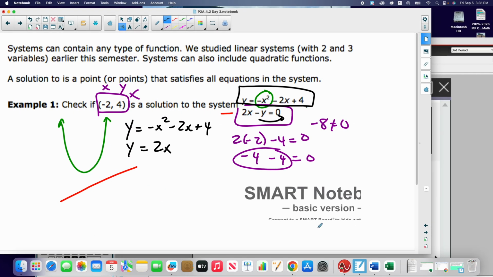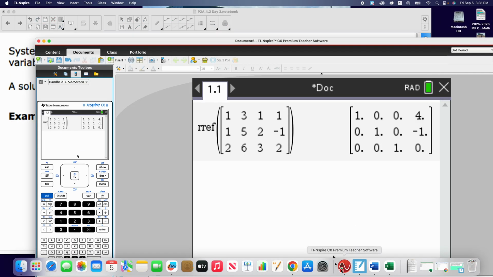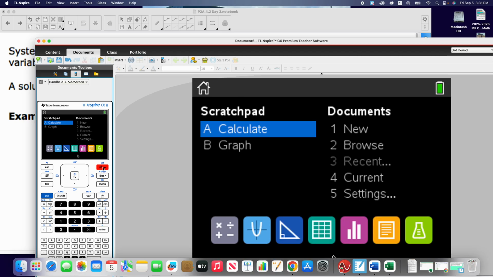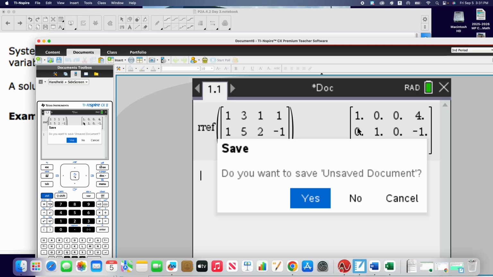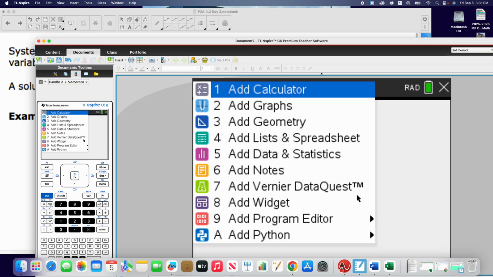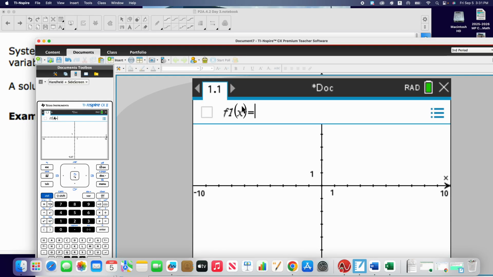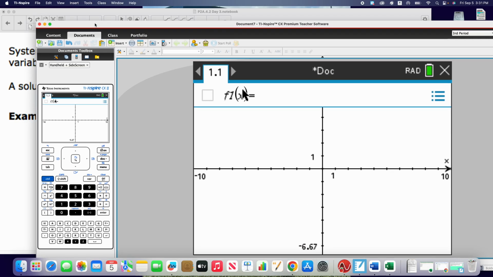So I'm going to go over here. I'm going to go to my calculator. I'm going to go and start fresh. So I'm going to go on, and I'm going to go new. And I'm going to tell it I don't want to save what we have in there, so no. And I want to go add a graph. So the graph I'm going to add is I'm going to put in that parabola.